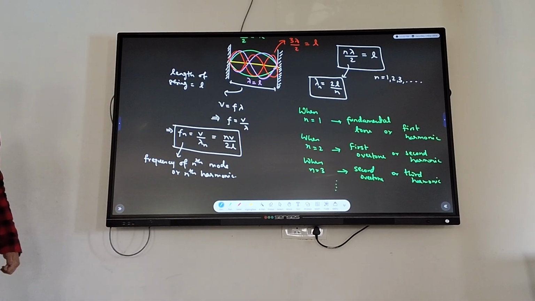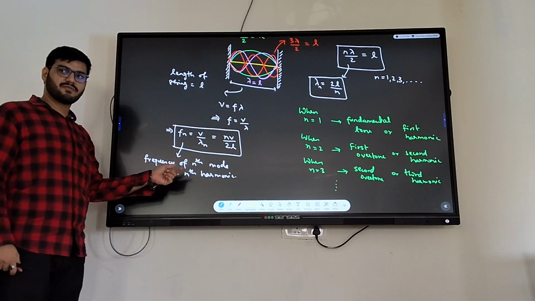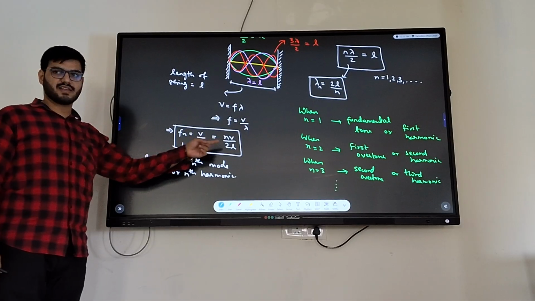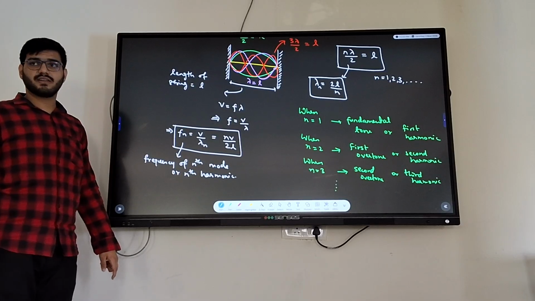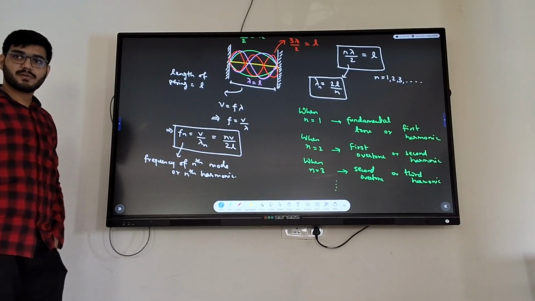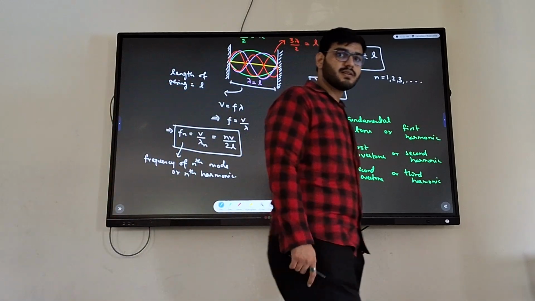Do you understand? These are all possible waves that can form, and their corresponding frequencies are given by this formula. Acha, what is the velocity of a wave on a string? What is the formula for that?